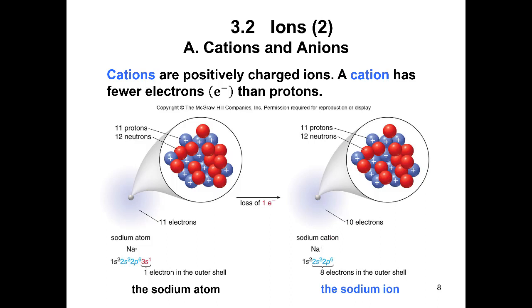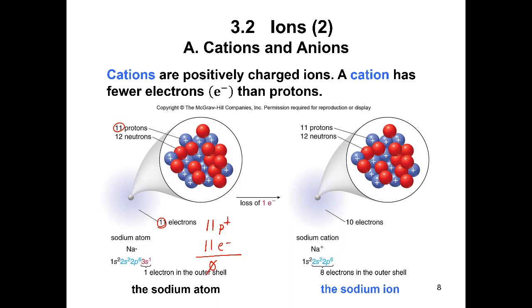So if you start out with sodium, for example, sodium has 11 protons because it's atomic number 11, and that means that it has 11 electrons because that is required for it to be neutral. So 11 protons and 11 electrons gives you an overall charge of 0.